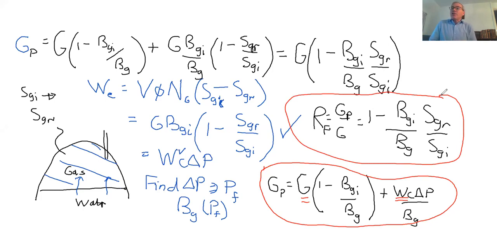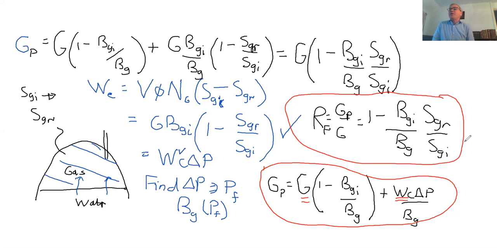The recovery factor, GP over G, the percentage that you recover, is now given by this equation, and it's a beautiful equation, very simple, but it includes two things. It's got 1 minus BGI over BG. That's how much the gas expands. So clearly you want the gas to expand as much as possible. You want to drop the pressure as much as possible, but with a water drive gas field, you're prevented from doing this. So this is the expansion of gas, this term.